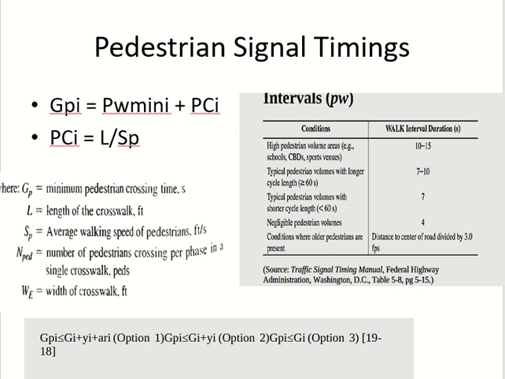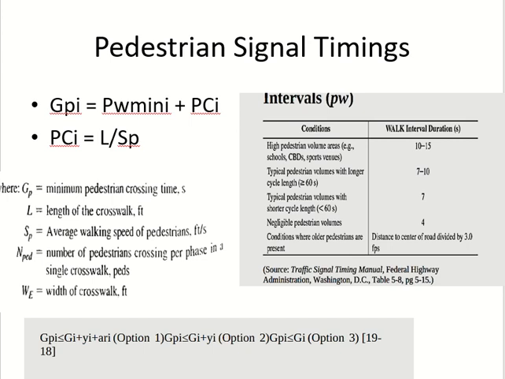Pedestrian clearance time is the time when the signal is flashing. The yellow signal starts flashing for the pedestrian. So if you are the pedestrian and you see the signal flashing, what would you do? Run for your life, right? Literally run for your life.